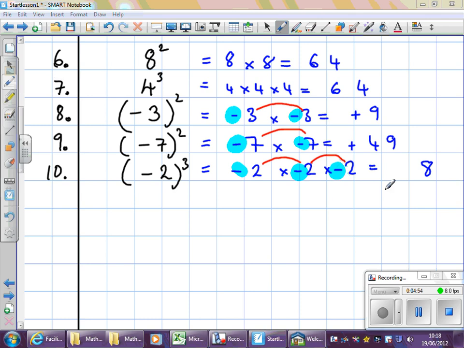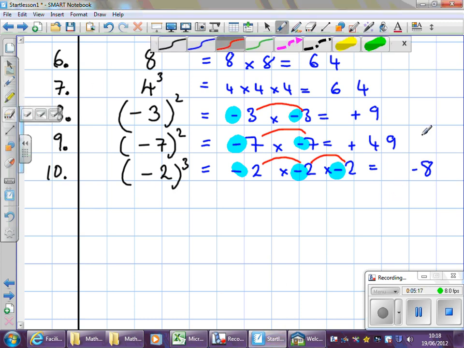So, good practice to begin with until we're confident or more familiar, we're going to write all 3. Now, watch what I do. Those two signs are the same, so they're equivalent to plus. I now have plus minus in front of 8. They're different, so that's equivalent to minus. So the answer is minus 8.